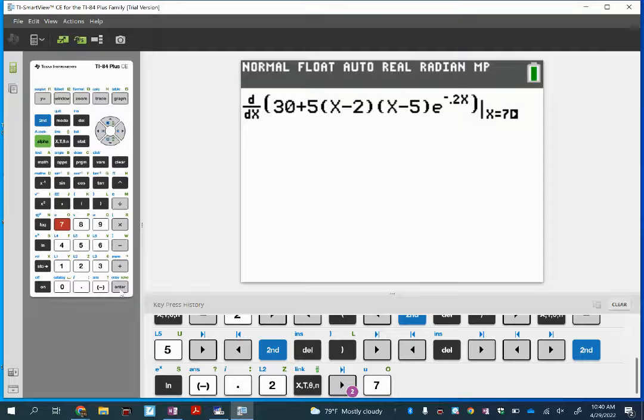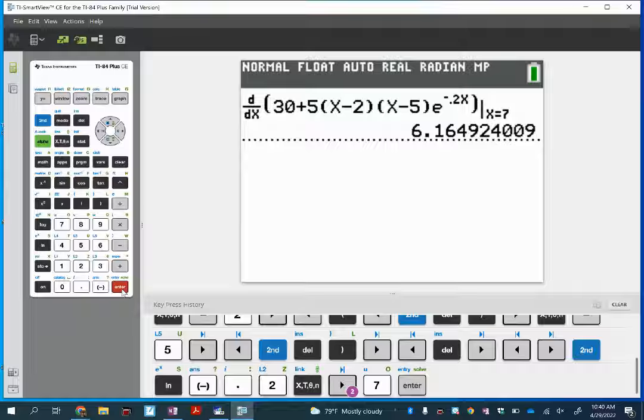Hey, go to. Maybe there's a parenthesis wrong. Now it's frozen. I don't know what it is. Okay, well, the answer is 6.165. Someone write that down. 6.165.